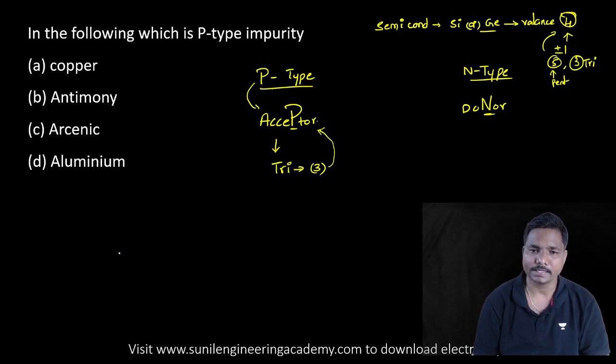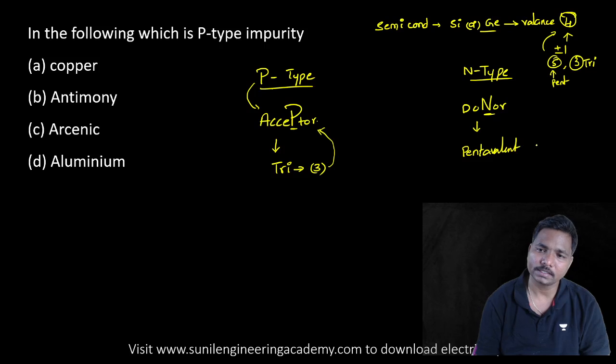In the same way, donors are ready to donate. Ready to donate means always having some extra. So they are pentavalent, with 5 valence electrons. All of you clear? P-type is trivalent, N-type is pentavalent. Now coming to the examples.